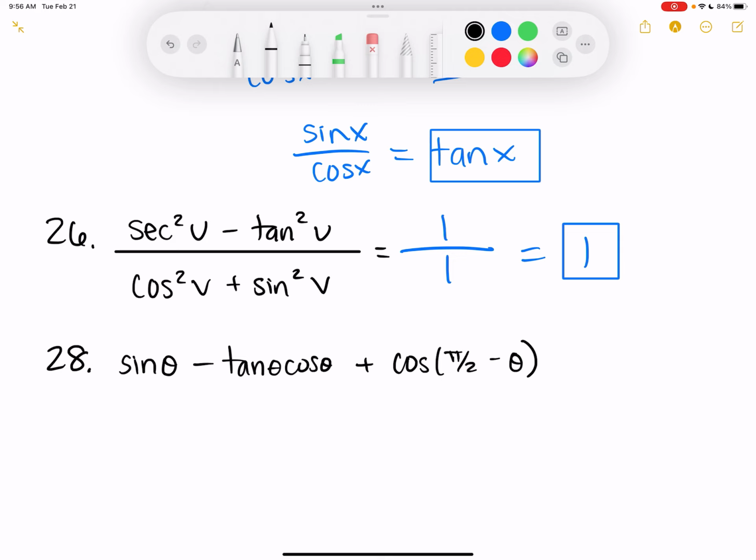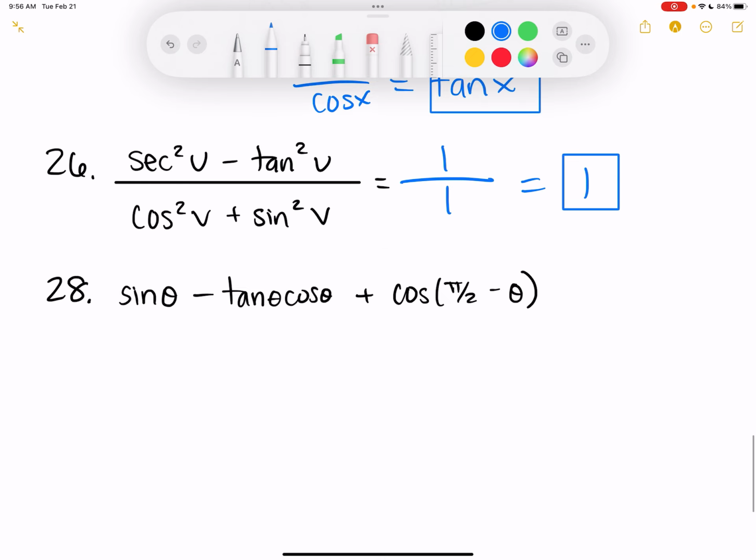Okay, what do we do first? I don't know, what do we do first? I know what we can do. That cosine of pi over 2 minus theta can equal sine of theta. Yeah, sine of theta.